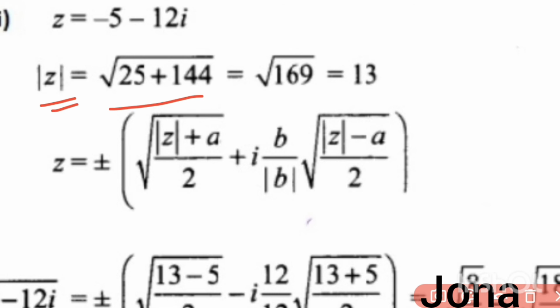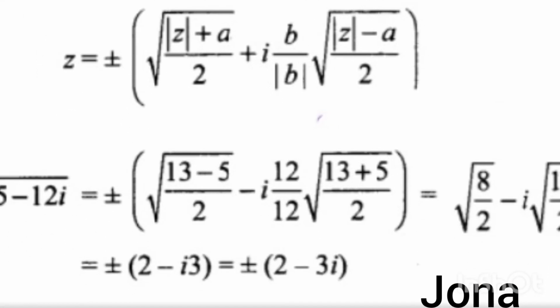And then we want to find the square root of z. Square root of z is plus or minus. We have the formula here. Then substitute the value of modulus of z, a and b, so that we can have the values here. So substitute everything, that is modulus of z is 13, a is minus 5 divided by 2, plus i into b is minus 12. So that we have the minus symbol here.